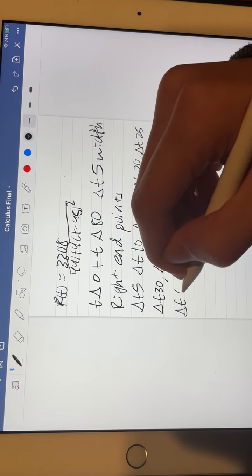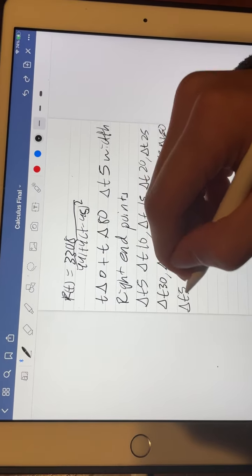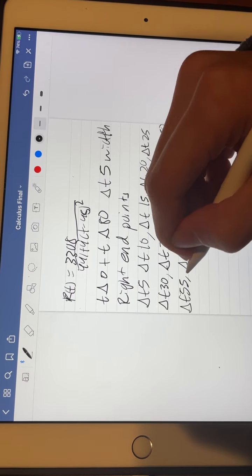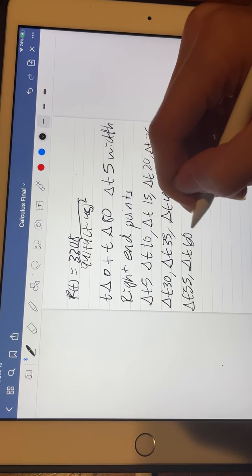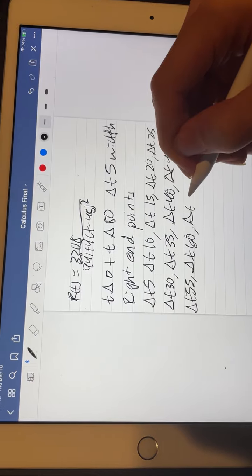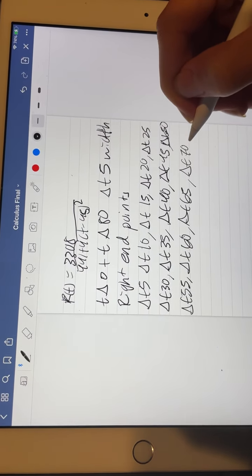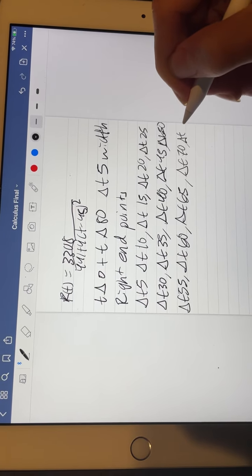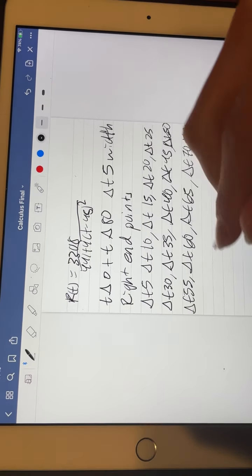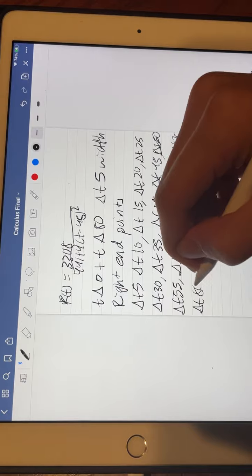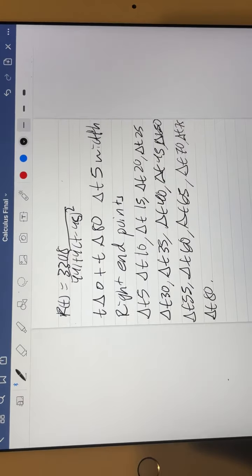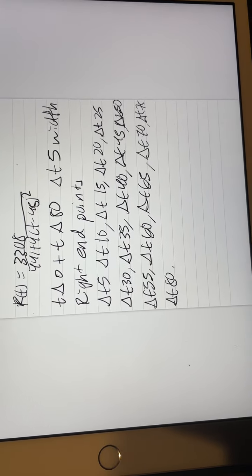Sorry for the bad handwriting. 55, 60, 65, 70, 75, and 80. All right. So we have that. So now we have to find the height of each rectangle.